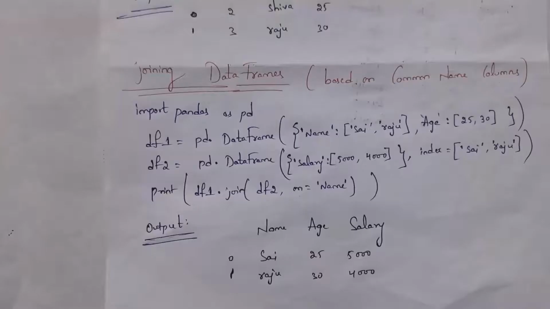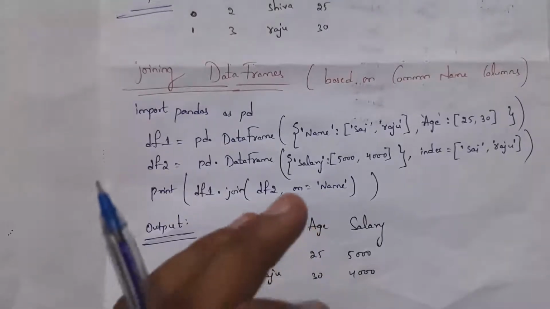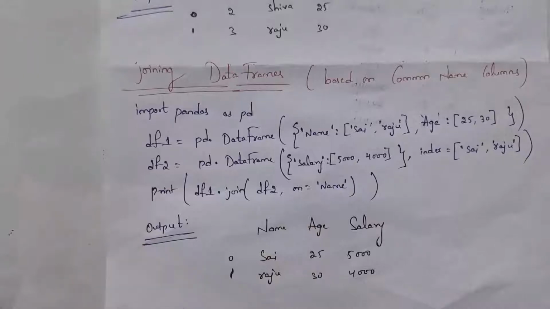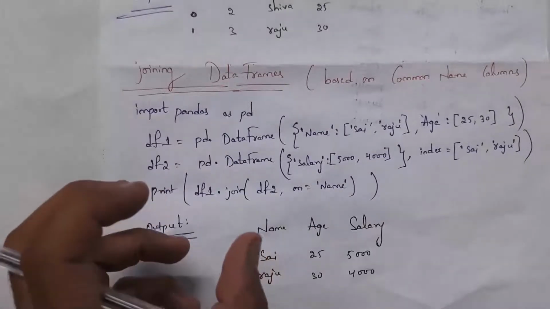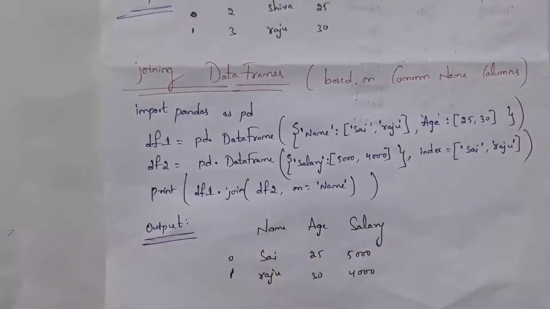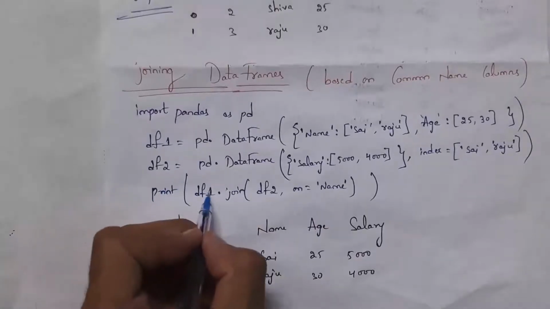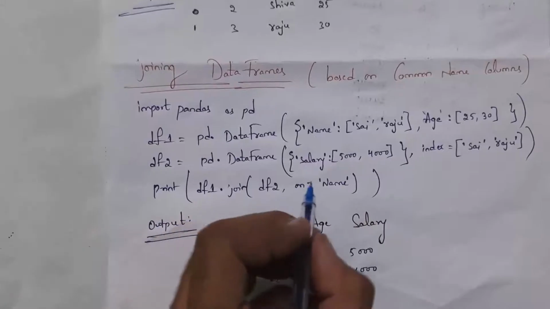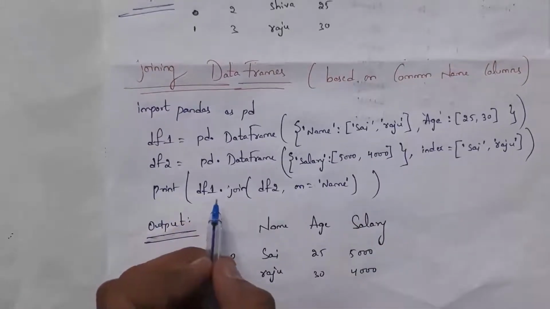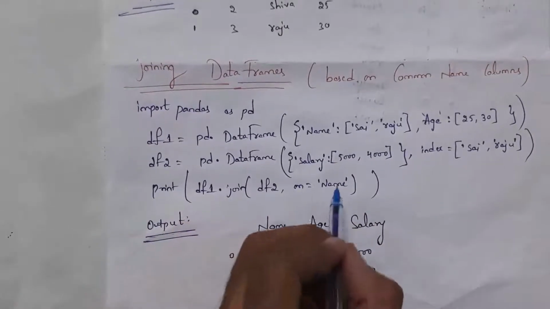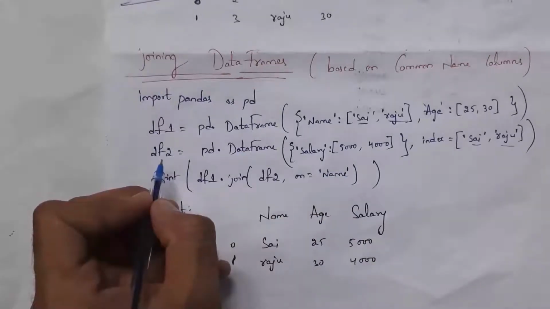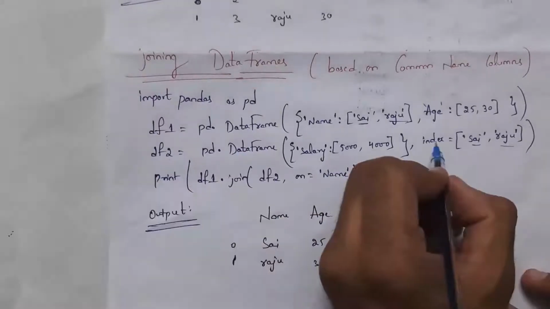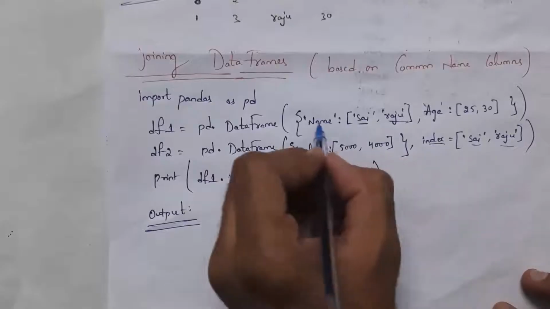By using the join method we can join two data frames based on a common name column. Previously I merged two data frames based on the common ID column. This time I want to join two data frames based on the common name column. So write here print df1.join(df2, on='name'). That is nothing but I want to join these two data frames based on this name column. Guys, just remember that for data frame 2 you need to consider index numbers as these values.